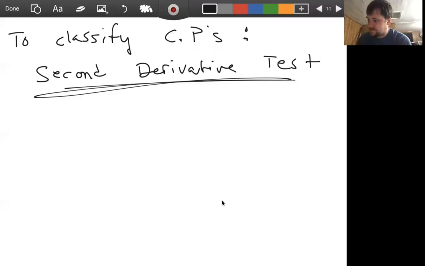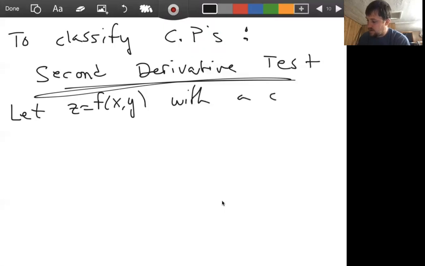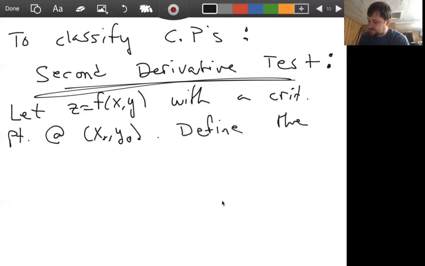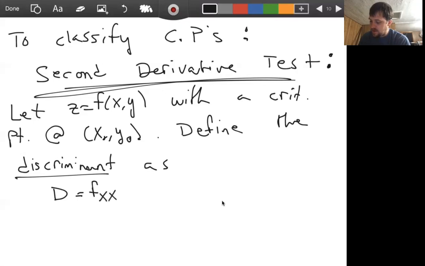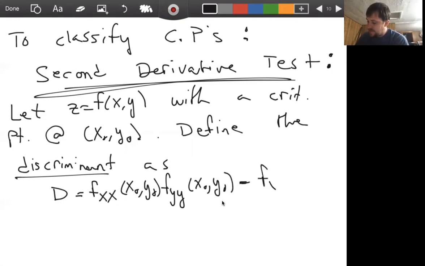So here's the second derivative test. Let z be f of x, y with a critical point at x naught, y naught. Then we first need a definition. Let's define the discriminant as D: the second partial derivative with respect to x twice at x naught, y naught, times the second partial derivative with respect to y twice at the critical point, minus the mixed partial squared at the point x naught, y naught. So you take this and you square it.